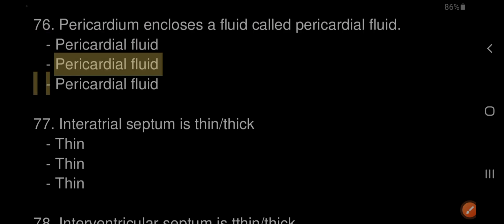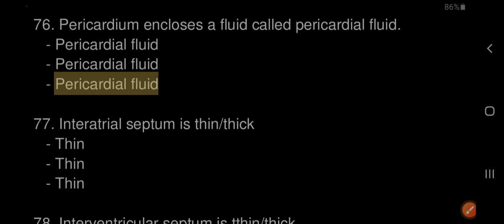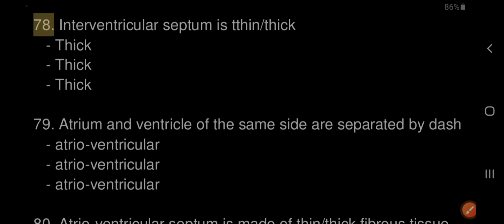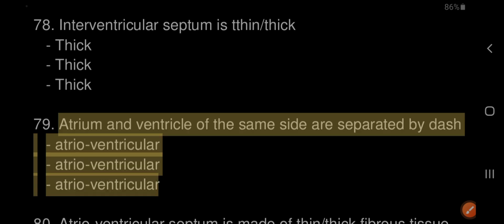77. Interatrial septum is thin, thick. 78. Interventricular septum is thin, thick. 79. Atrium and ventricle of the same side are separated by dash, atrioventricular. 80. Atrioventricular septum is made of thin, thick fibrous tissue. Thick fibrous.